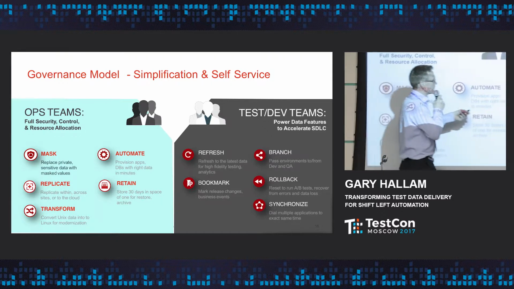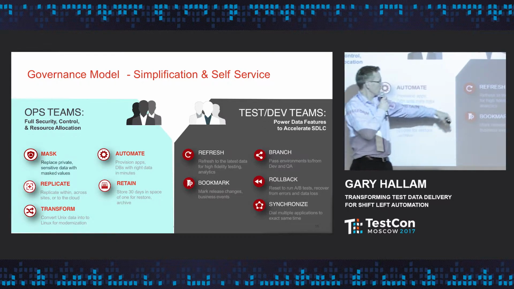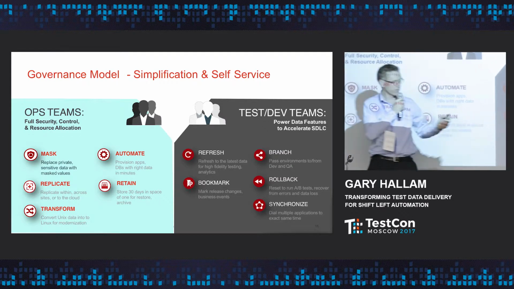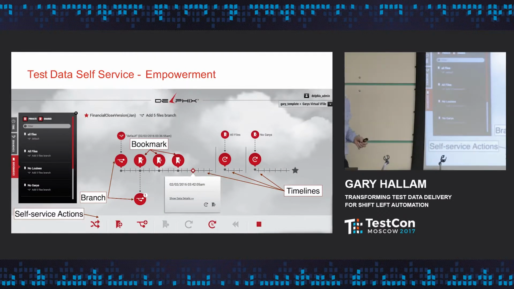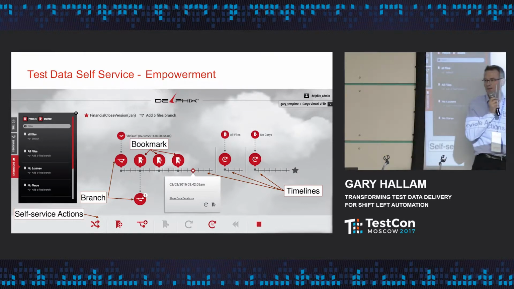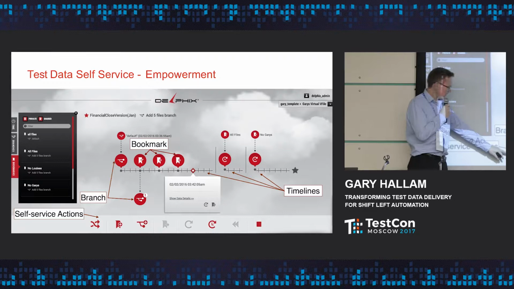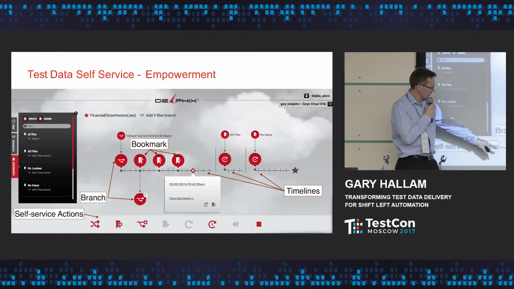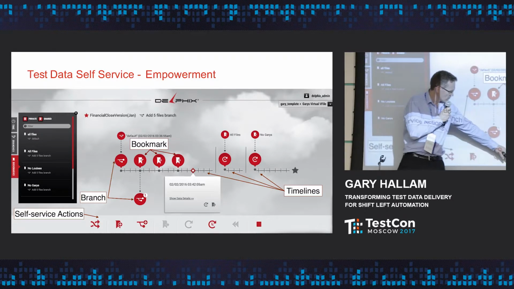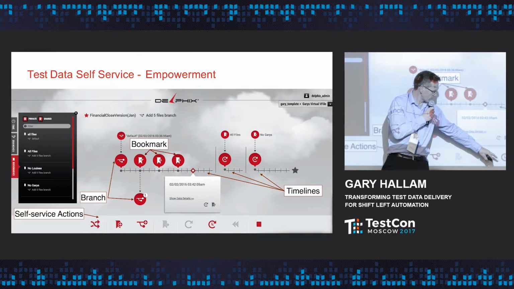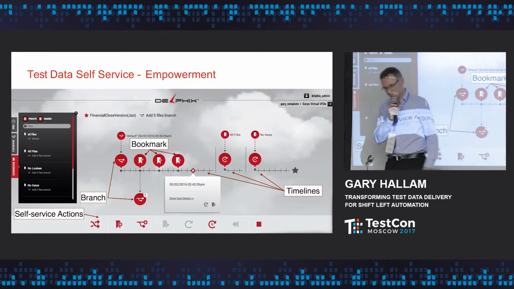And then the self-service interface, as I said, you can refresh, bookmark, branch, rollback, and synchronize the environment. I'll show you the value of that now. So the user interface for self-service is a bit like Netflix. So you've got some big buttons at the bottom, easy to use. Switch between branches, bookmark, create a branch, share your bookmark, rewind, refresh, reset, and stop.